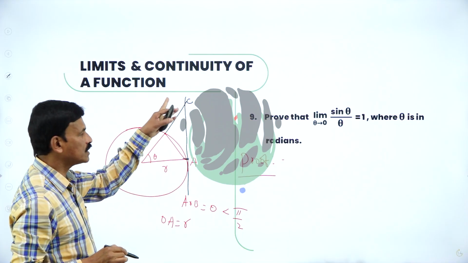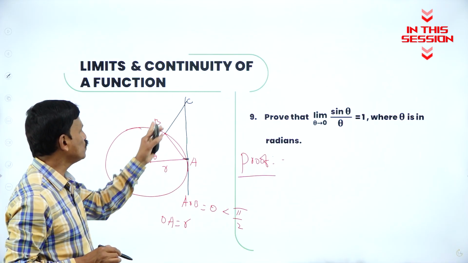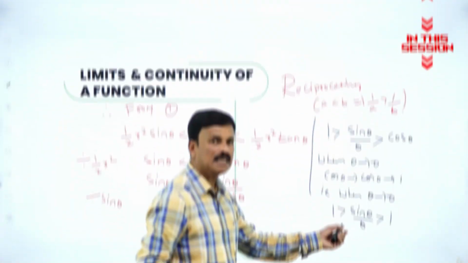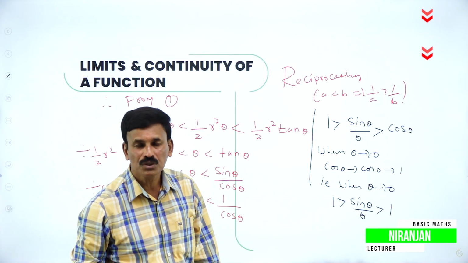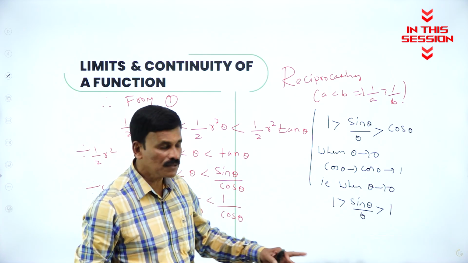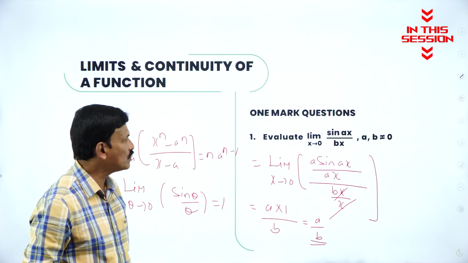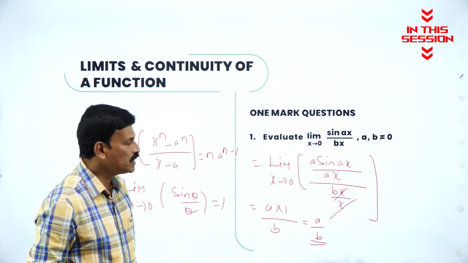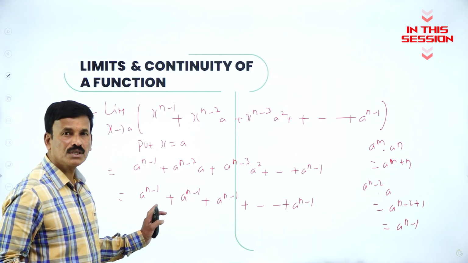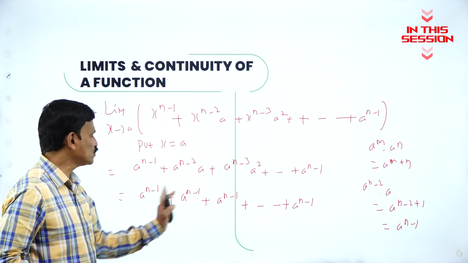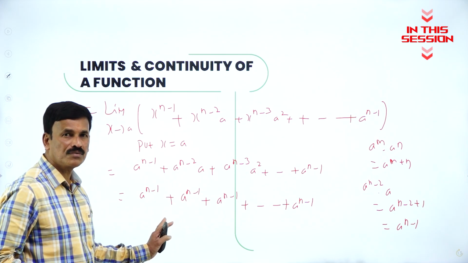At A, draw a tangent to the circle and produce OB to cut the tangent at C. Sin theta by theta lies between 1 and 1 when theta tends to 0. This is called your sandwich theorem. The value of limit x tends to 0 of sin AX by BX is always equal to A by B. All the terms are of the form a to the power of n minus 1. Suppose if there are two terms, we can write 2 times a to the power of n minus 1.